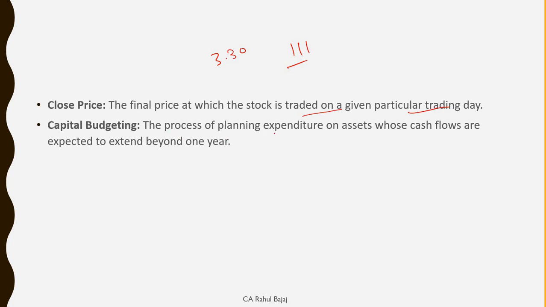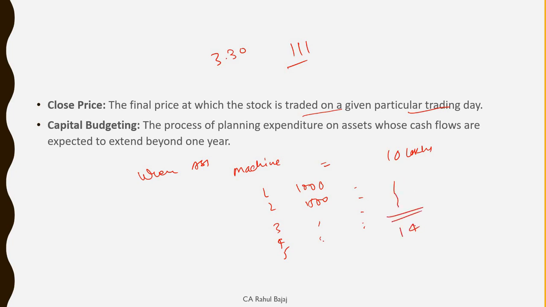Capital budgeting, the process of planning expenditure on assets whose cash flows are expected to extend beyond the year. When you are buying an asset, say a machinery, you will say you are spending, say, 10 lakh rupees. If you are spending 10 lakh rupees, you expect in 1 year, 2 years, 3, 4, 5 years, you will produce 1000 units, 1500 units or something, and see how much return you will get. Say you will be getting 14 lakh rupees at the end of the year.